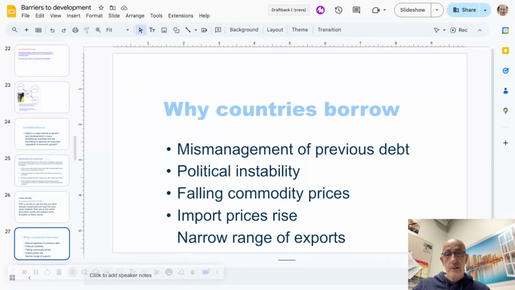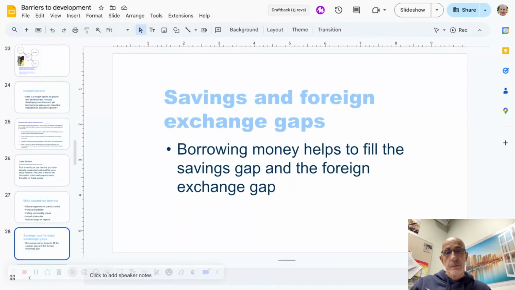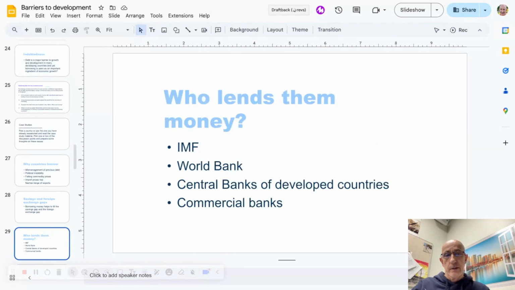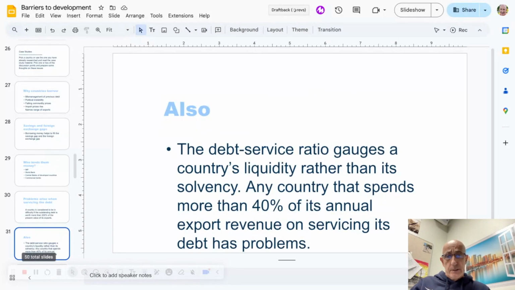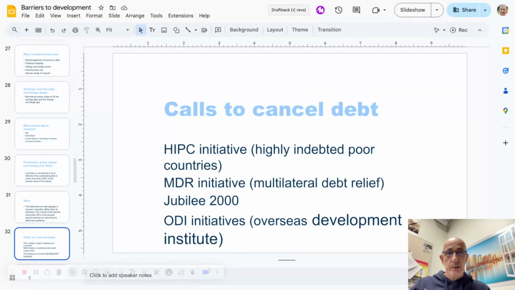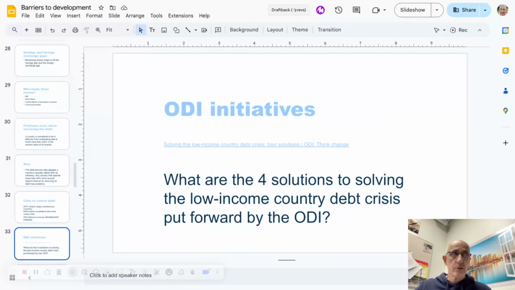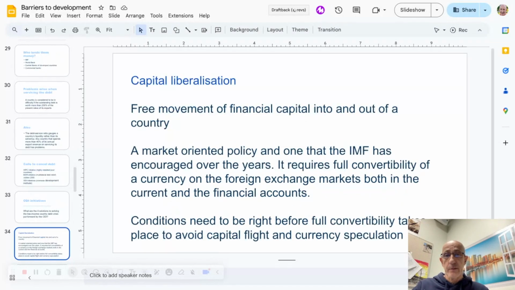So, lots of reasons why countries do borrow to fill the savings and foreign exchange gaps that you've probably come across as well. The shortfall that these countries have in terms of the amount of money that's saved and the amount of money they can earn from the sale of their exports in terms of foreign exchange makes life difficult for them. And there's often plenty of places that they can go in order to get this money. So there's a bit about servicing the debt and the country's liquidity. And of course, we've had various calls to reduce the debt burden over the years. It's been going on since the debt crisis started, and we still seem to have that problem.